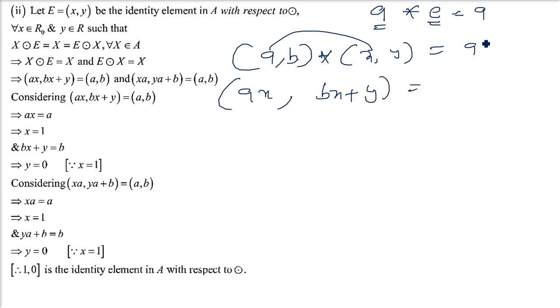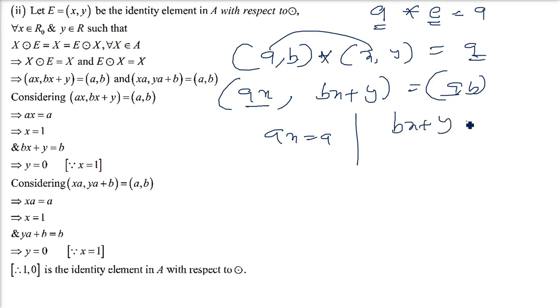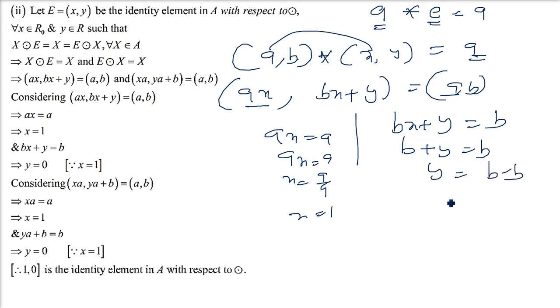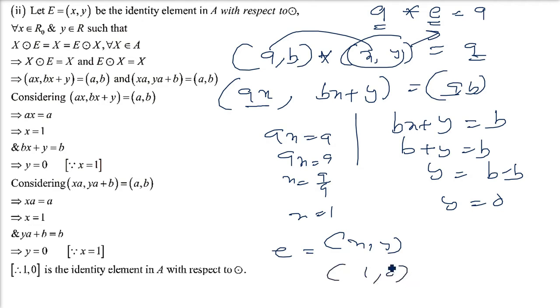What is this A? A comma B. I'm writing A as (a, b). So AX equals A, I'm just equating AX with A, and BX plus Y equals B. From here you get X equals A by A, that is 1. And then from here, I'm writing X as 1, so B plus Y equals B. Y is equal to B minus B, that is 0. So this X and Y is the identity element. In place of X I'm writing 1, in place of Y I'm writing 0. So (1, 0) is the identity element in A with respect to this operation.